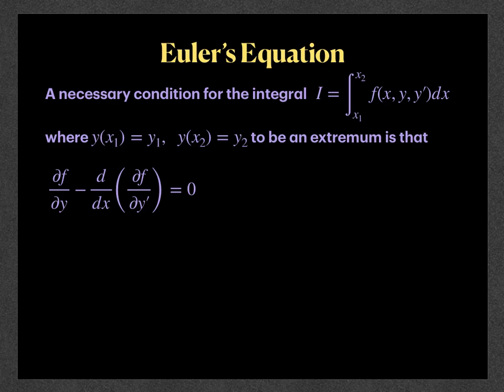The statement of Euler's equation is: it is a necessary condition for the integral I equals integral from x1 to x2 of f of x, y, y dash with respect to x, where y of x1 is equal to y1, y of x2 equal to y2, to be an extremum is that dou f by dou y minus d by dx of dou f by dou y dash equal to 0. This is Euler's equation. So let's prove this now.